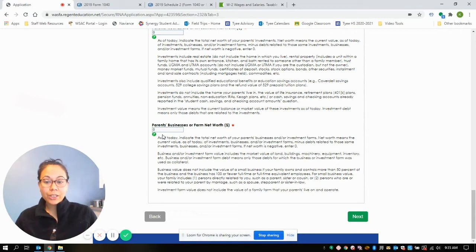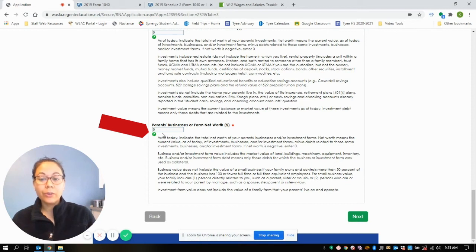And then the last question is for a parent's business or farm net worth. And you're only going to include an amount here if the business has 100 or more employees. If not, you're going to leave that as a 0.